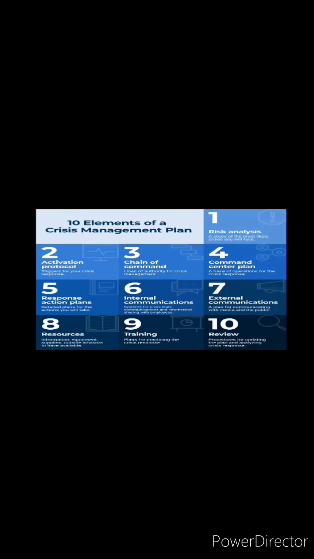Internal communications, systems for crisis team communications and information sharing with employees. External communications, a plan for communicating with media and the public. Resources, information, equipment, supplies, outside advisors to have available. Training, plans for practicing the crisis response, and the last one is the review, procedures for updating the plan and analyzing crisis response.